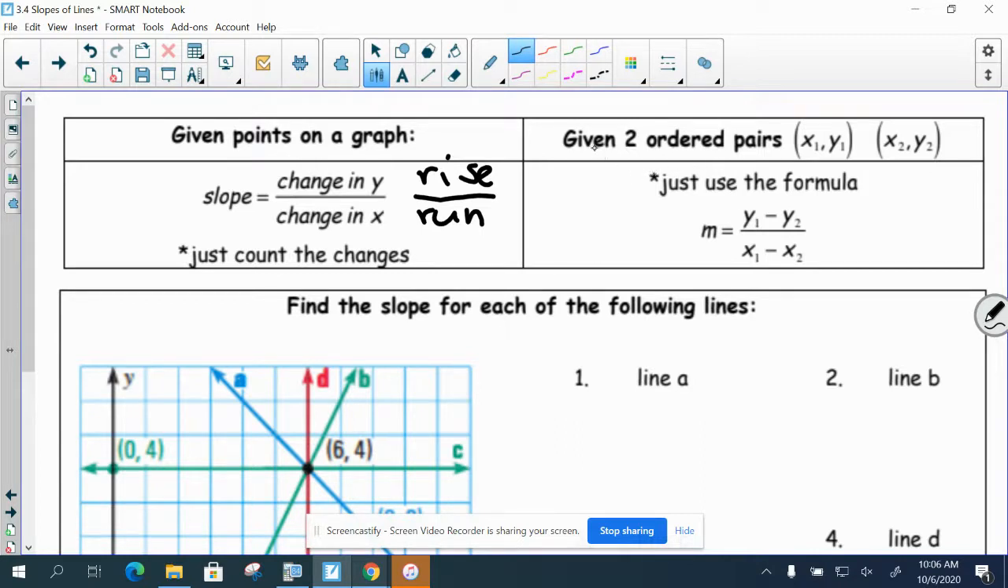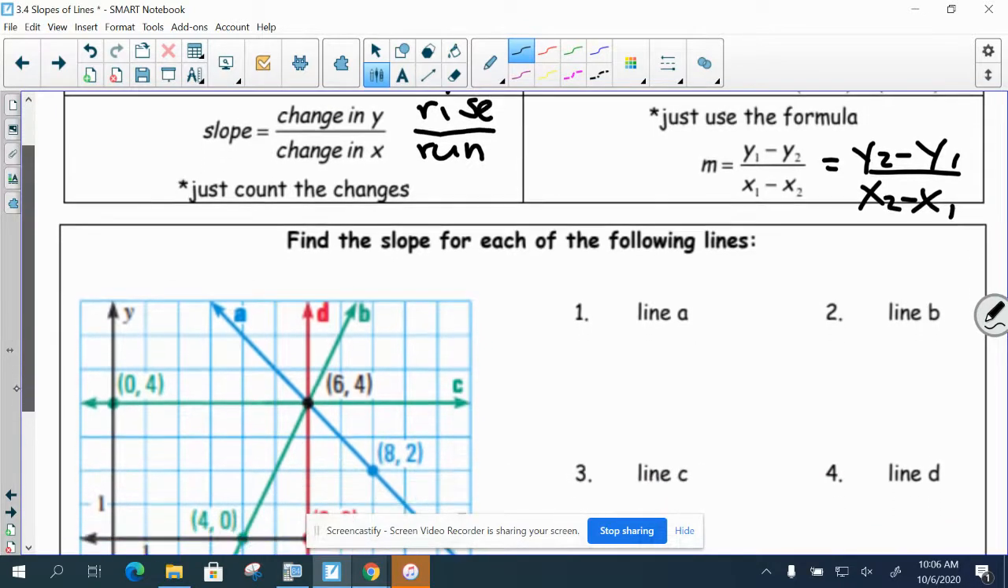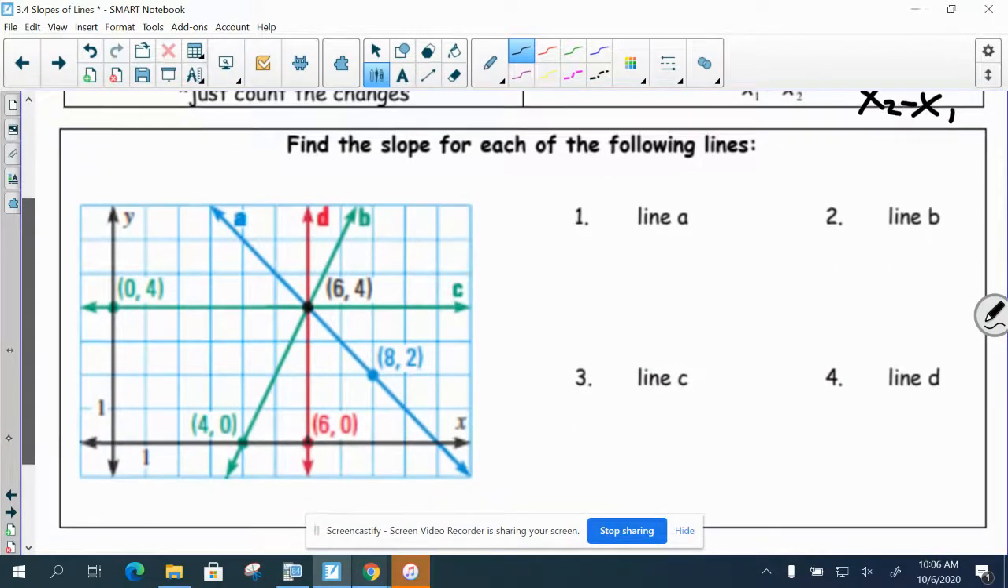So for here, if you have two ordered pairs, you can use this formula, y1 minus y2 over x1 minus x2. You might have also seen it as y2 minus y1 over x2 minus x1. Doesn't matter if 2 or 1 comes first, you just have to be consistent. And y will always go in the numerator, x, your run, will always go in the denominator. So here, let's find the slope of each of the following lines.